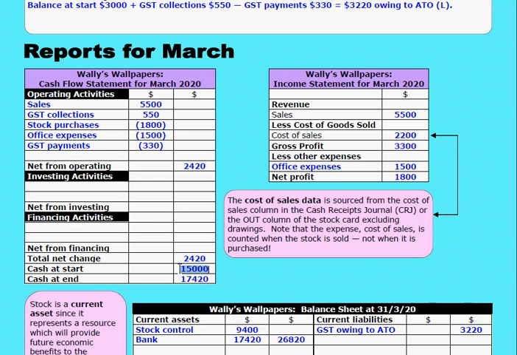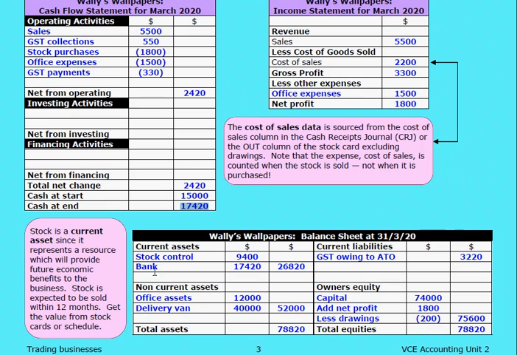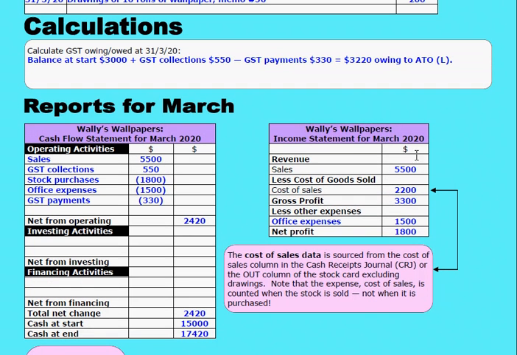We add the cash at the start, which is given in the original balance sheet, and we work out the cash at end at $17,420. It's a positive figure, so of course it'll end up in the balance sheet there as a current asset, bank $17,420. Let's have a look at the income statement.